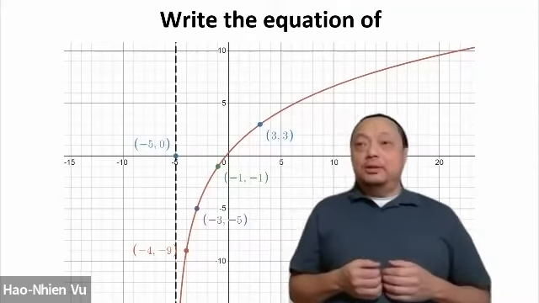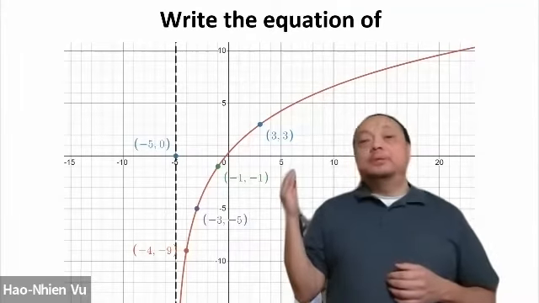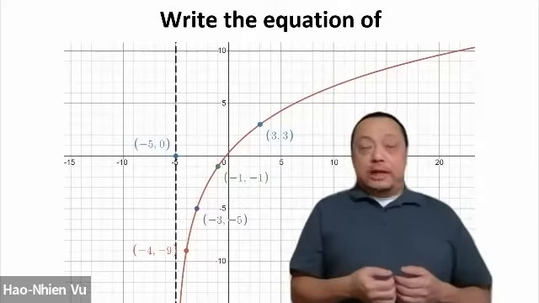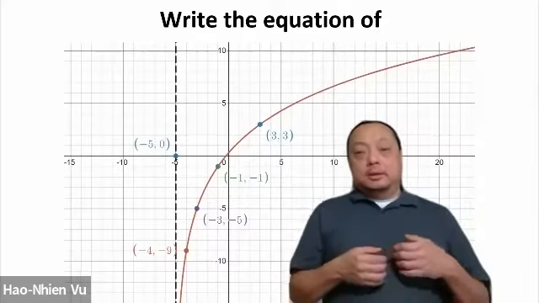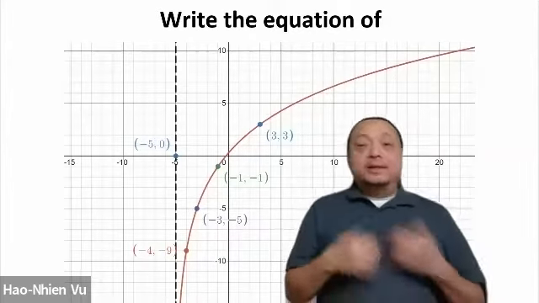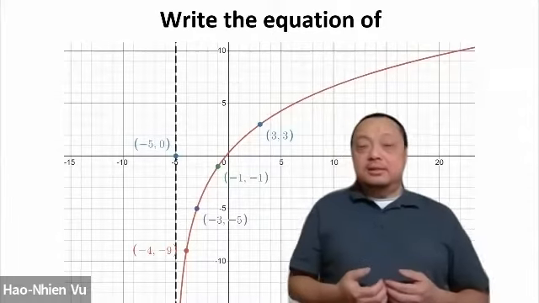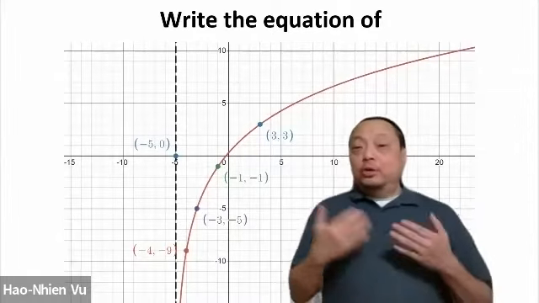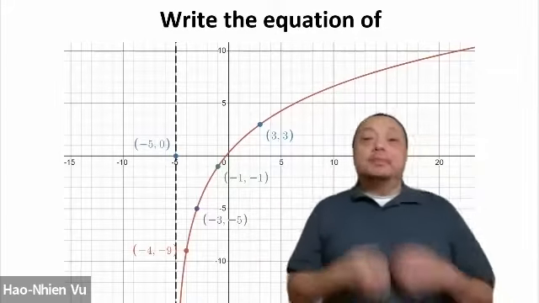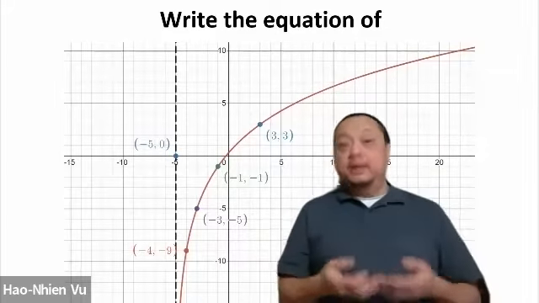Hi, in this video, I'll be solving this problem, which was actually sent to me by a high school student in an honors algebra class. The problem asks to write the equation of this graph, and it doesn't say what kind of graph this is, but looking at the shape and the fact that it has a vertical asymptote, it appears to be a logarithmic equation.